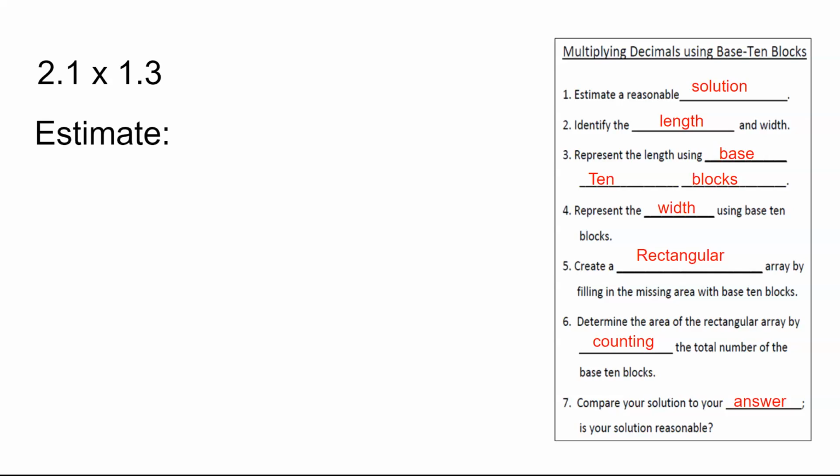2.1, 2 1/10 rounds to 2, doesn't it? 1 3/10 rounds to 1. So 2 times 1 equals 2. Our answer, if it's reasonable, should be close to the whole number 2.